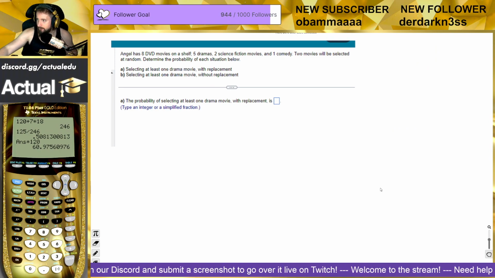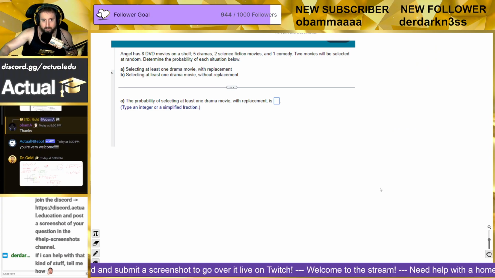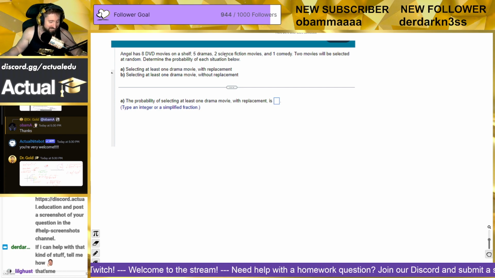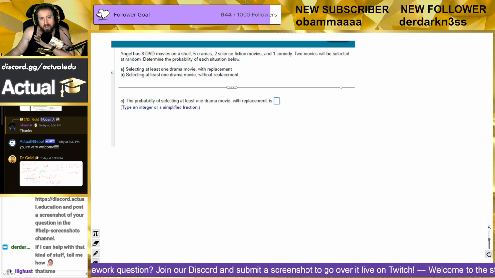Okay. We're going to need the calculator for this, so I'll leave it up. Angel has 8 DVD movies on the shelf, 5 dramas, 2 science, 1 comedy. 2 movies will be selected at random. Determine the probability of each situation below. Okay. We can do this a couple ways. I could do this with combinatorics, or I could do this with just straight fractions. Fractions are probably easier.